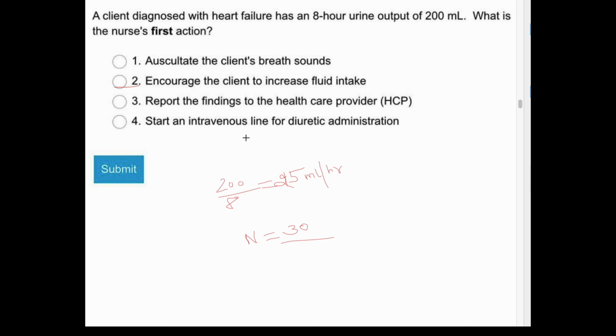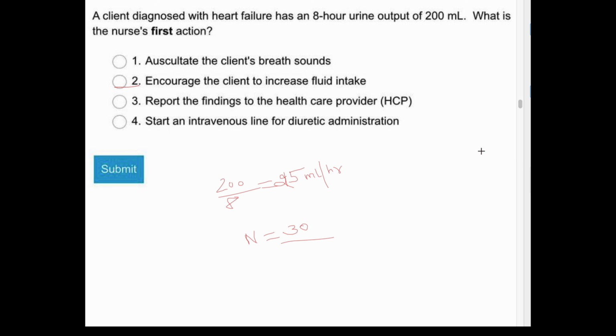Next we will look at choice 4: start an IV line for diuretic administration. This might eventually happen, but NCLEX loves testing one rule, which is assess before you intervene. You cannot just jump straight into treatment before assessing the patient.